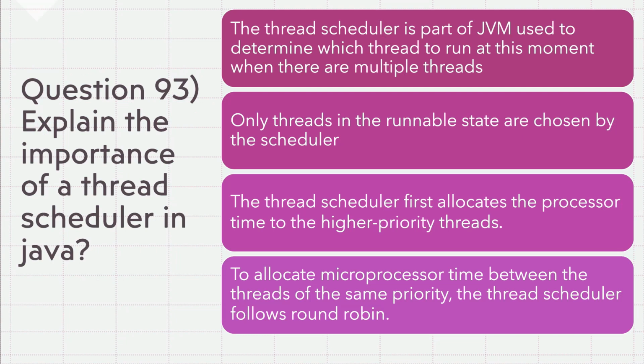Question 93. Explain the importance of a thread scheduler in Java. The thread scheduler is part of the JVM, used to determine which thread to run at this moment when there are multiple threads. Only threads in the runnable state are chosen by the scheduler. The thread scheduler first allocates the processor time to the higher priority threads. To allocate microprocessor time between the threads of the same priority, the thread scheduler follows round robin.